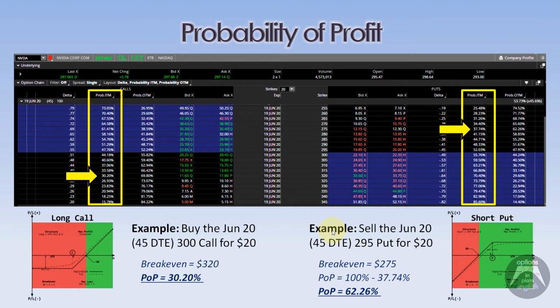So your probability of profit is going to be 62.26%. So just to recap, if you sell the June 2020 295 put for $20, that trade has a probability of profit, so a probability of making at least 1 penny, of 62.26%. Now remember, this is at this point in time. These factors are going to be changing over time, but right now, this is your probability of profit.